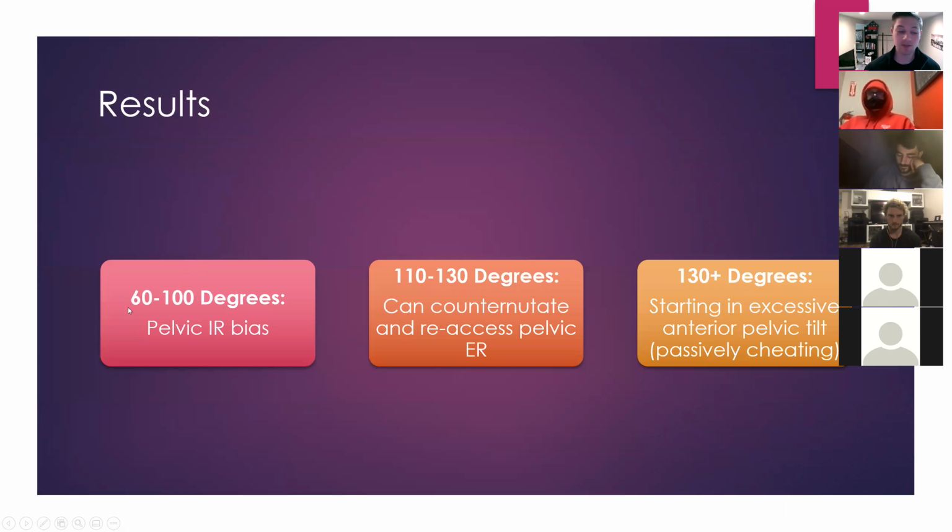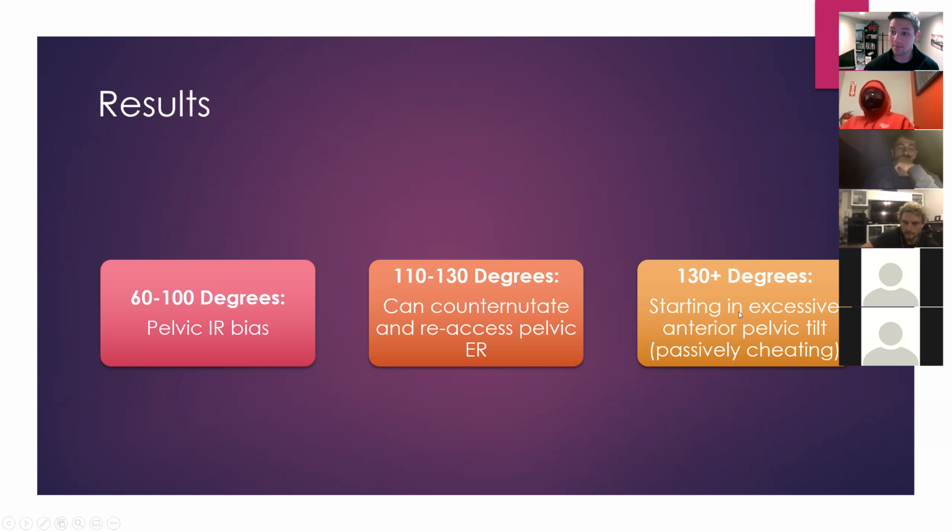So if they get 60 to 100 degrees, they have a pelvic internal rotation bias, probably. They probably can't re-access counter nutation. If they get to 110 to 130 degrees, that's good. I'm really looking for 120, but at about 110, they're going to start to do that.